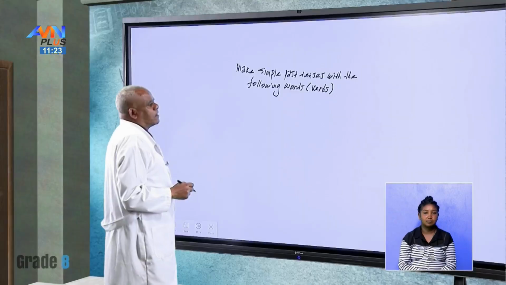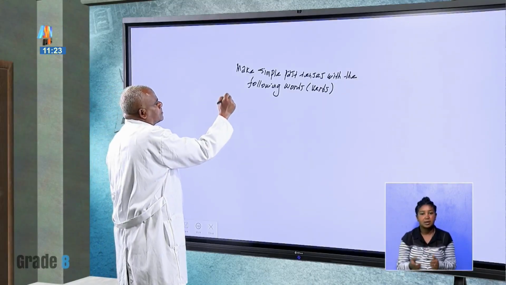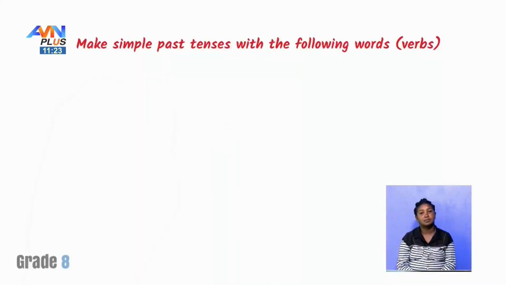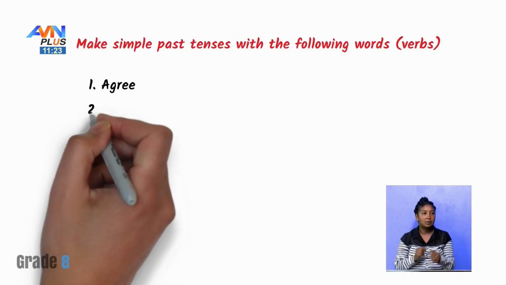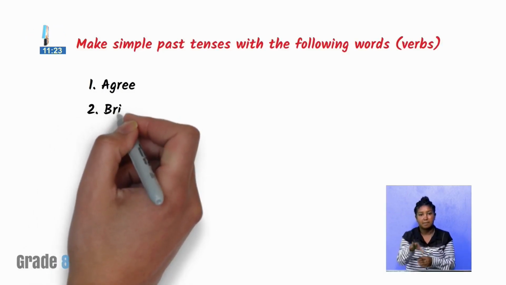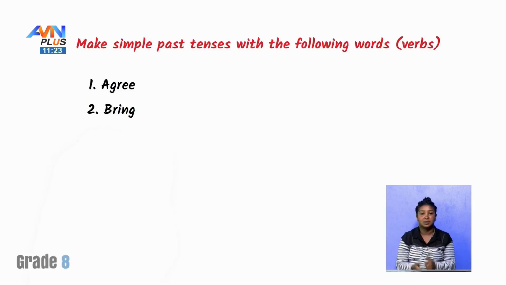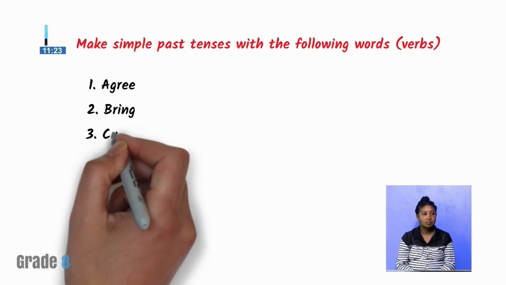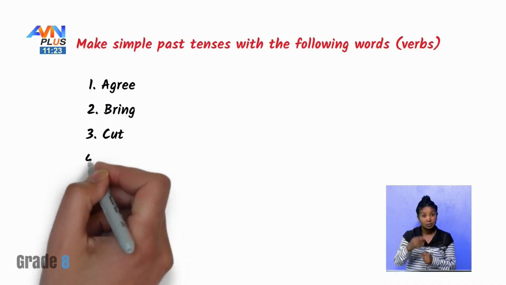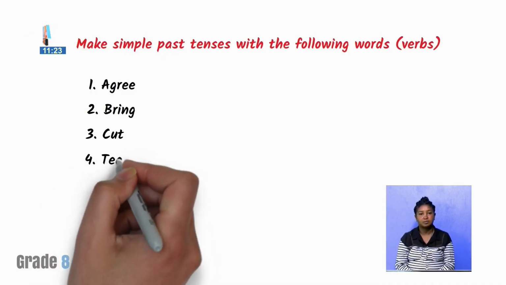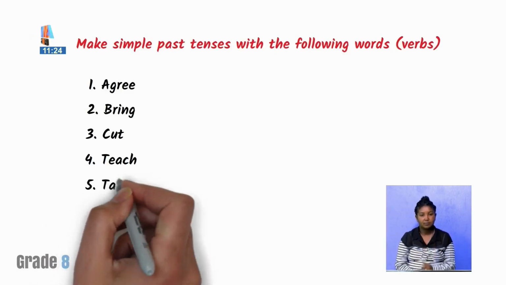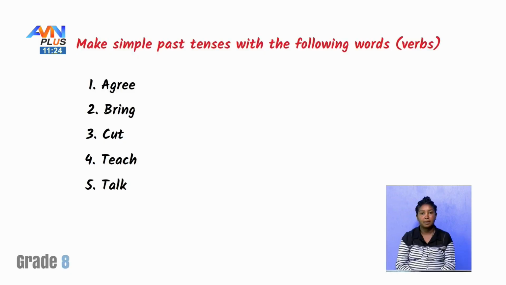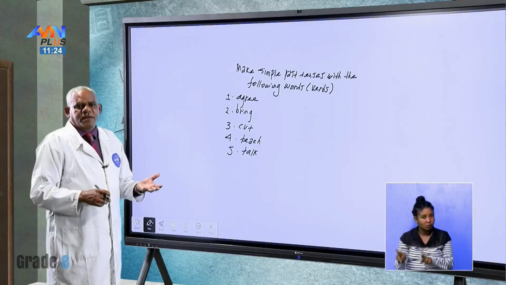Again, I'm going to list down those verbs, right? Number one, agree. Number two, bring. Number three, kid. Number four, teach. Number five, check. Don't forget that some belong to the regular verbs, others are irregular verbs.